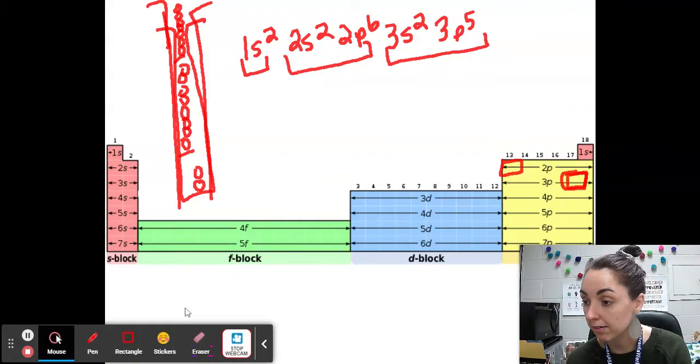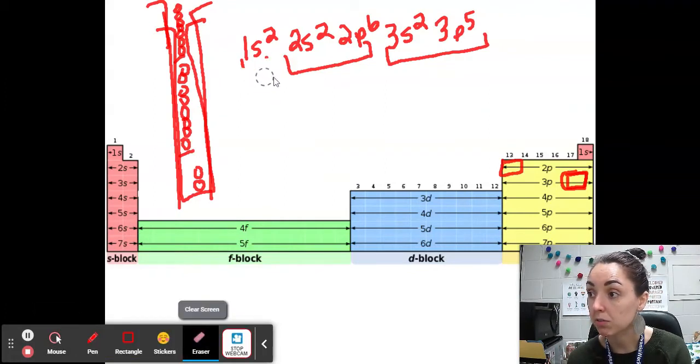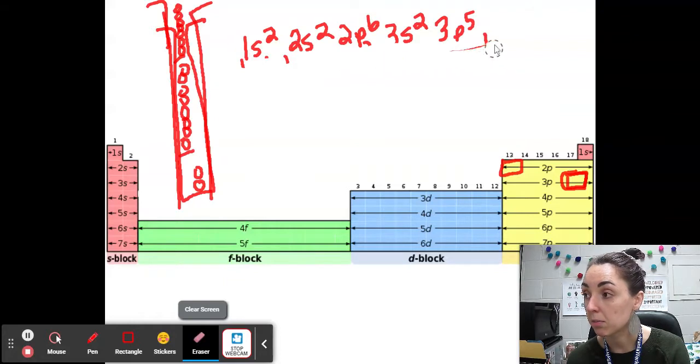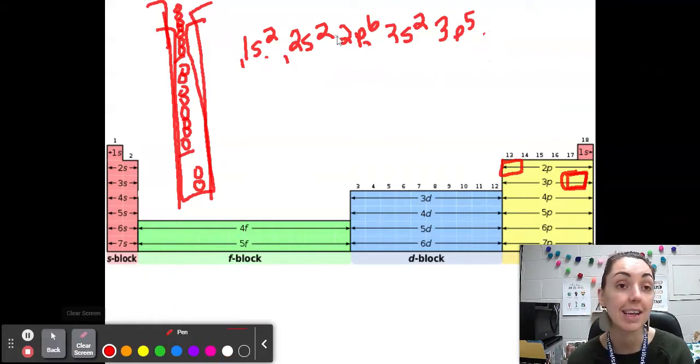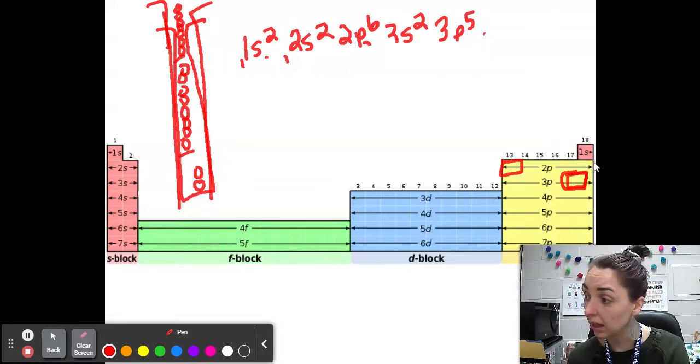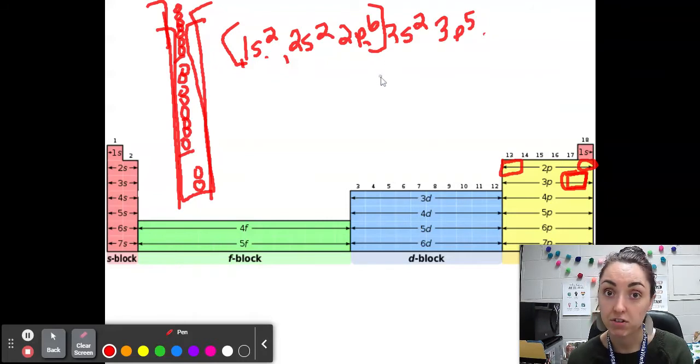Now I'm going to show you a trick here because sometimes these get really long and we don't want to have to write all of these numbers and letters. So we can do what's called an abbreviated electron configuration using the noble gas shortcut. So I'm going to go to the noble gas before chlorine. So chlorine's right here. I'm going to go one row up and all the way over to column 18. That's the noble gases, and it's neon. So this right here is the electron configuration for neon: 1s2, 2s2, 2p6.